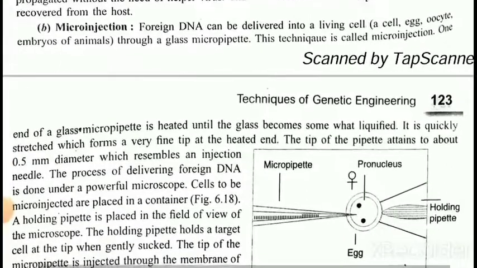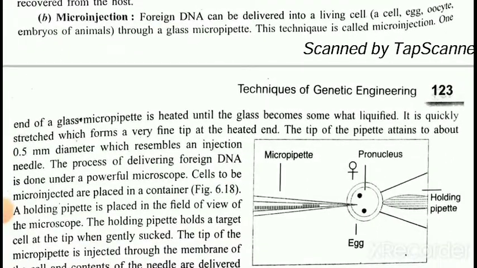B. Microinjection. Foreign DNA can be delivered into a living cell, or egg embryos of animals, through a glass micropipette. This technique is called microinjection. One end of a glass micropipette is heated until the glass becomes somewhat liquefied. It is quickly stretched, which forms a very fine tip at the heated end. The tip of the pipette attains about 0.5 mm diameter, which resembles an injection needle. The process of delivering foreign DNA is done under a powerful microscope.